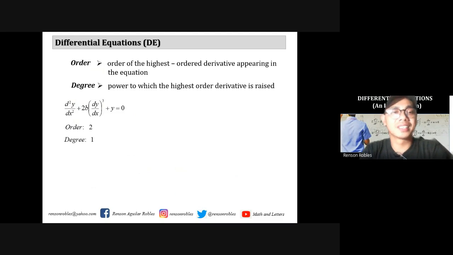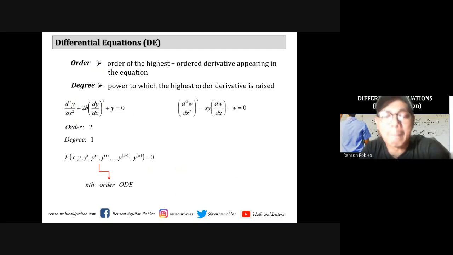Another one. In general, if we have a differential equation of the form f of x, y, y prime, y double prime, y triple prime, running until the nth derivative of y equal to 0, this is an ordinary differential equation of nth order. So that's an nth order ODE. Let's have some examples.